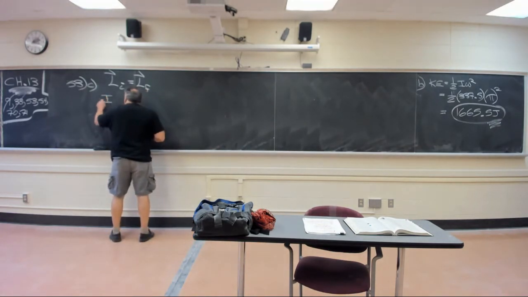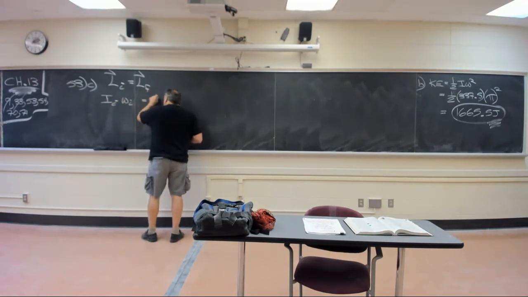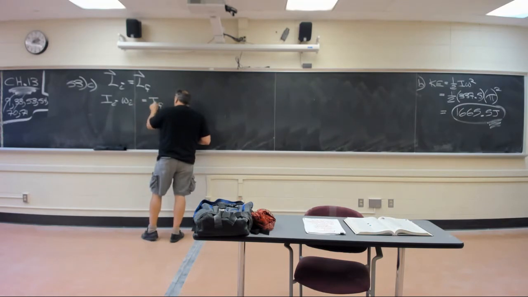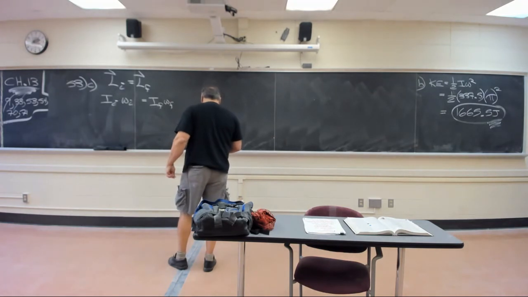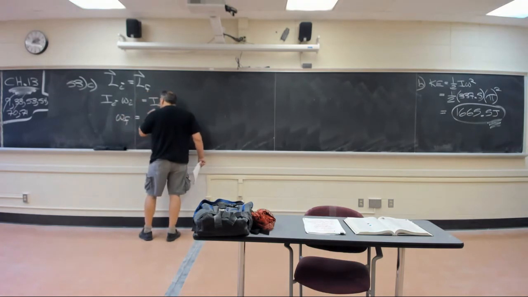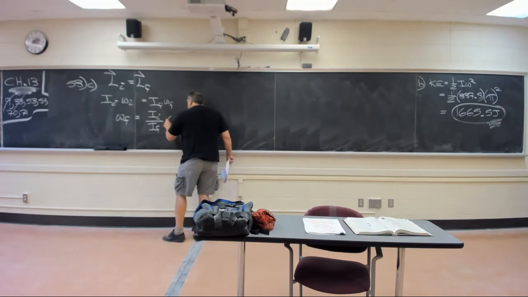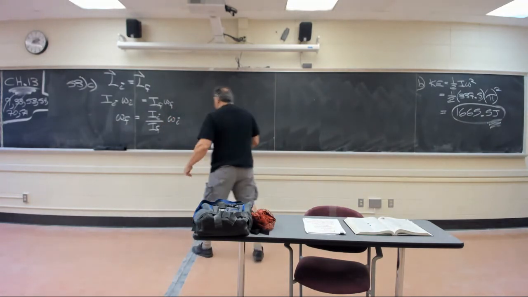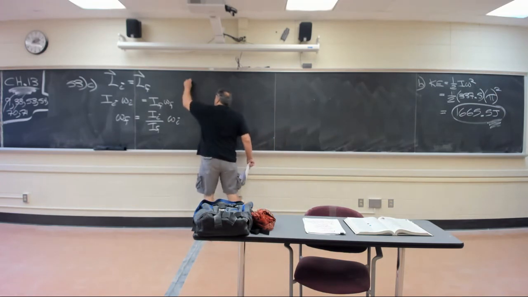I will say this. There's an initial situation, I omega, and there's a final situation, I omega. That's about how we're going to do it. Omega sub f equals omega sub i, I sub i over I sub f times omega sub i. Yeah, I agree. Great, let's talk about it.